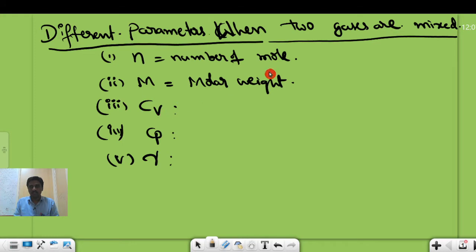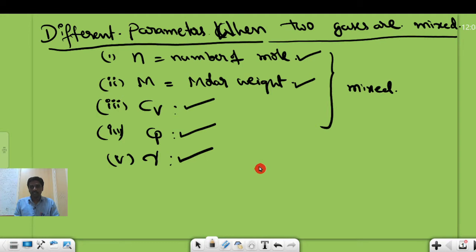The parameters we are discussing here are the total number of moles of the mixed gas, the total molecular weight of the mixed gas, the molar specific heat at constant volume, the molar specific heat at constant pressure, and the adiabatic constant of the gas. We are going to find these values for the mixed gas, not an individual gas.